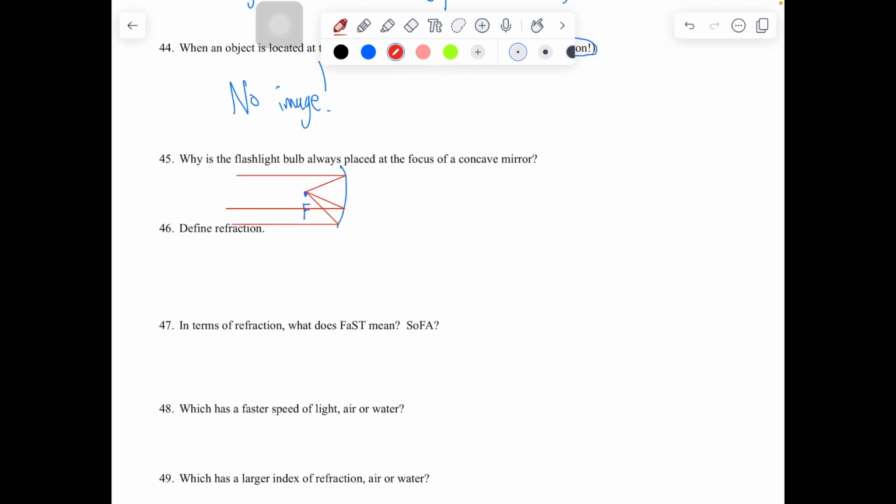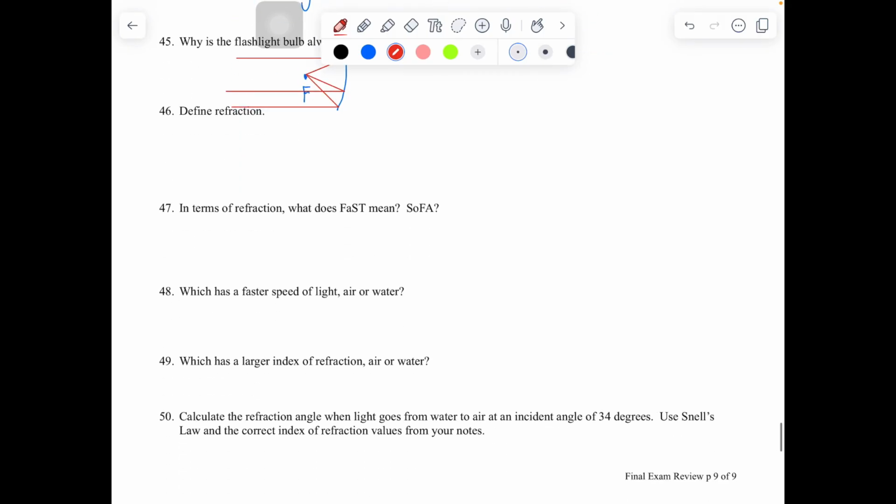Refraction is just the bending of light when light changes medium. Number 47. In terms of refraction, what does FAST mean? What does SOFA mean? Well, FAST is going from fast to slow, bends towards. So that means if you're going from a fast medium to a slow medium, light bends towards the normal line. And then SOFA means if you are going from a slow medium to a fast medium, light is going to bend away from normal.